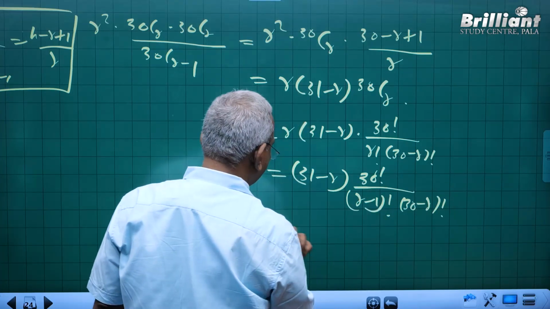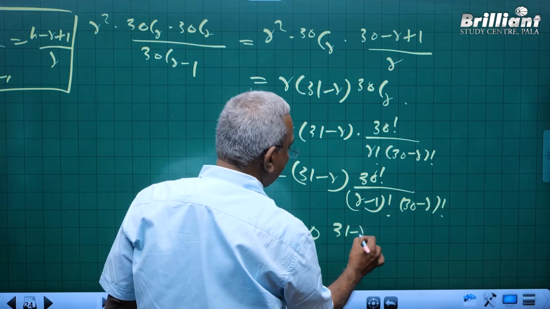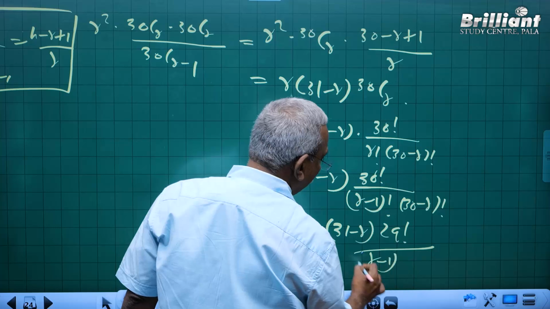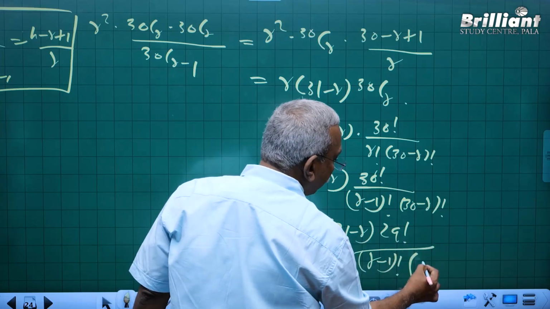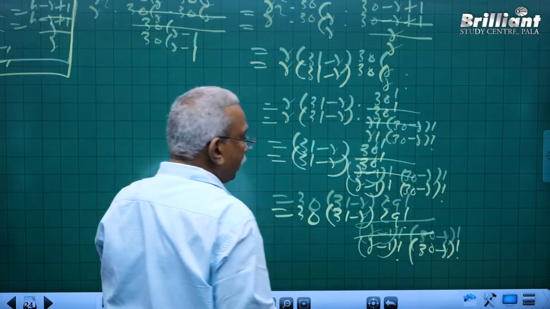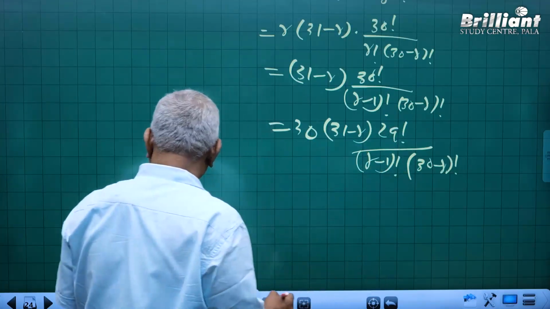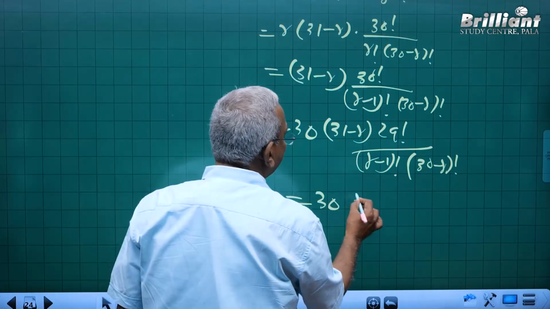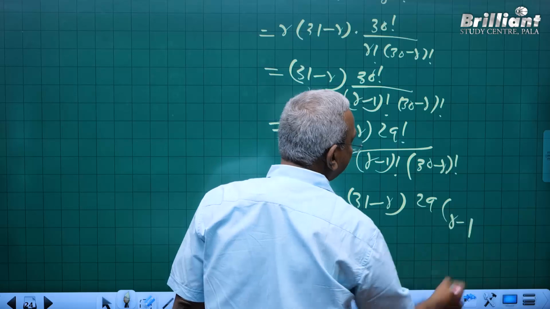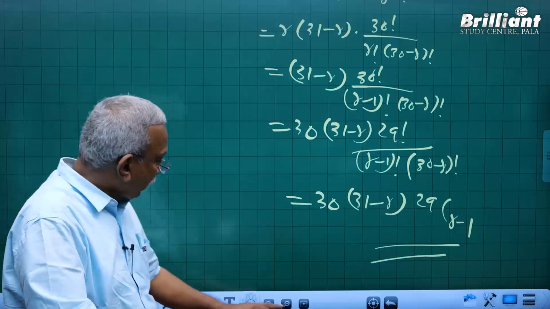So, if you keep the 30 as a common factor there, then it is equal to 31 minus r into 29 factorial divided by r minus 1 factorial into, this is actually what, 30 minus r. 30 minus r is 29 minus r minus 1, which is 30 minus r. So, this again we can express in the form 30 into 31 minus r into 29C r minus 1. This is a simplification of the entire term.